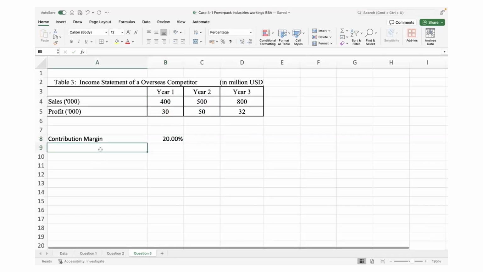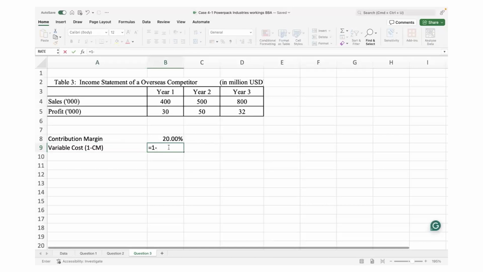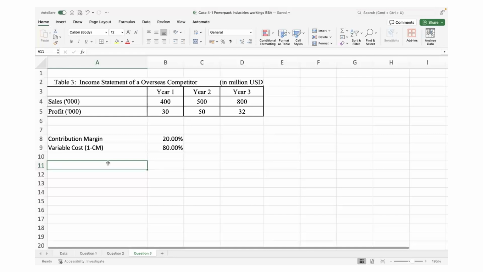Once we have the 20% contribution margin, variable cost is equal to 1 minus contribution margin. In the previous example, we used 1 minus variable cost as the contribution margin. The same thing holds good here. 1 minus contribution margin is the variable cost. Now, let us apply this to any one of the years. Let us apply it to year 2.